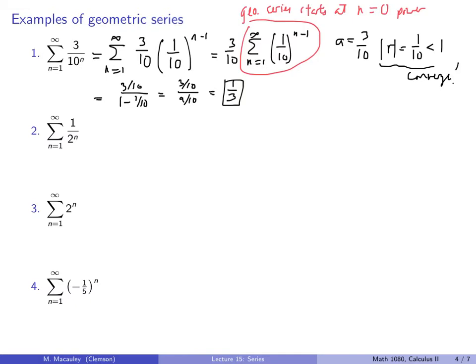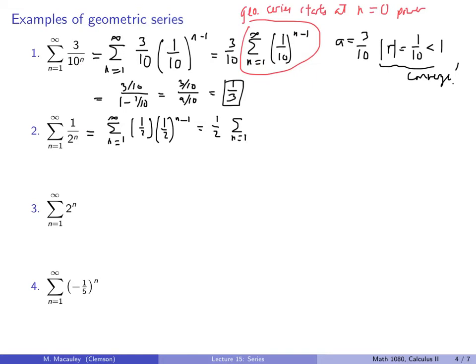Okay, for this next one, we did this one, but let's use our formula. And I guess I did this using the formula before, but this one starts at n equals 1, so let me show you a slightly different way to get the same answer. Again, I want to write something that starts at the n equals 0 power, so I'm going to write this as 1/2 times 1/2 to the n minus 1. So I'm going to pull out the 1/2.